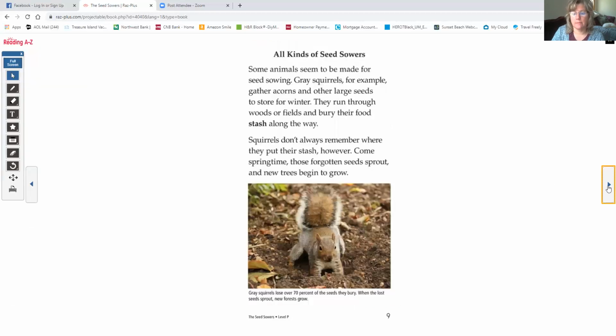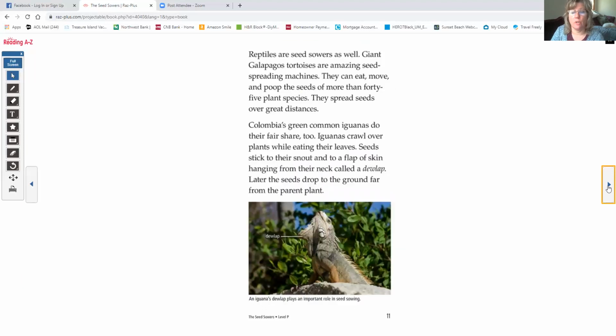I'm going to skip ahead to page 11. As you know, when you're reading a nonfiction book, you do not need to read in order or read every page. You can skip around. So that's what we're doing today. On page 11, there is a new word I'm going to find. So let's see. Reptiles are seed sowers as well. I remember sowers means planters. So reptiles are planting seeds as well.